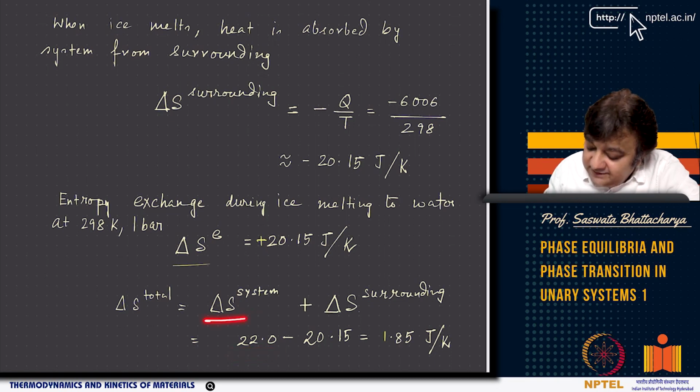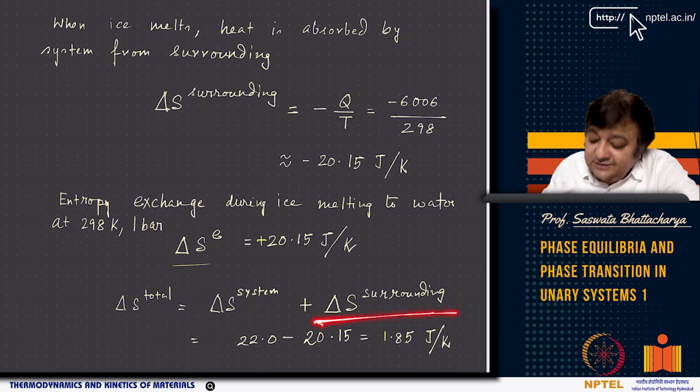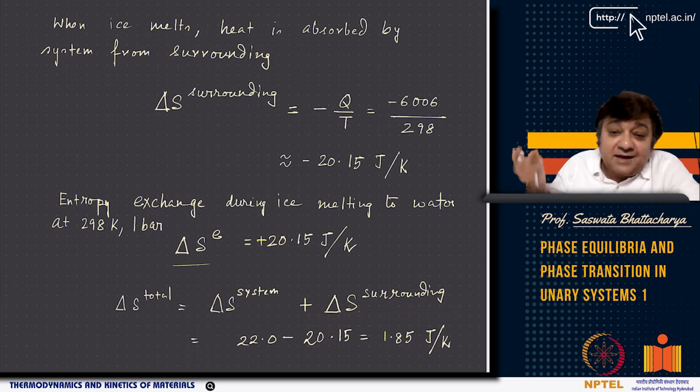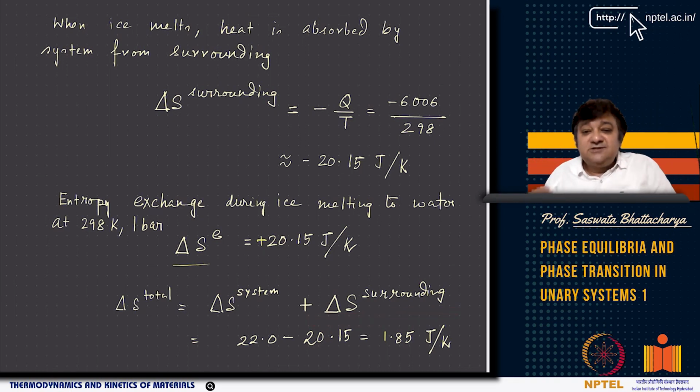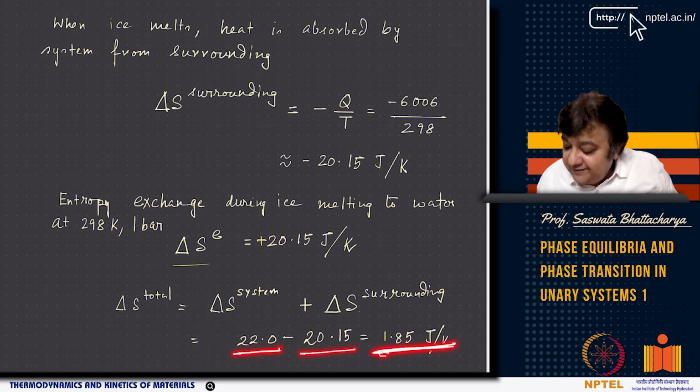But there is an entropy difference. So delta S system is 22, which includes this part plus the irreversible part, and for the surrounding there is no irreversible part, right. The process is happening inside the system. The irreversible process is happening inside the system. So this is negative 20.15, this is plus 22.0. So you get a plus 1.85 joules per Kelvin.